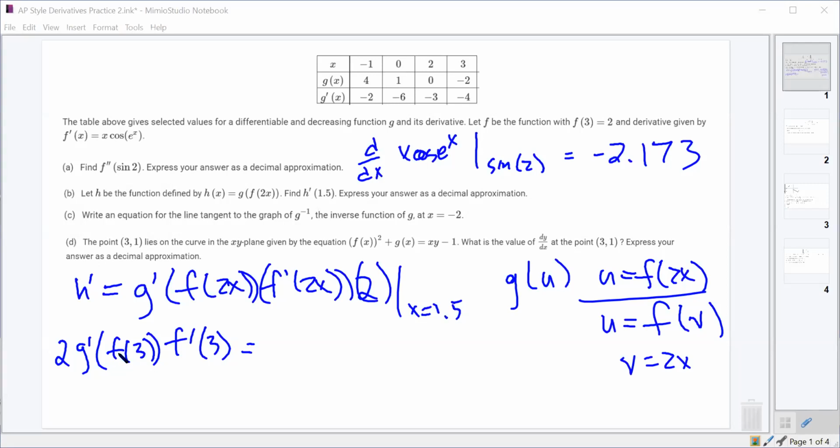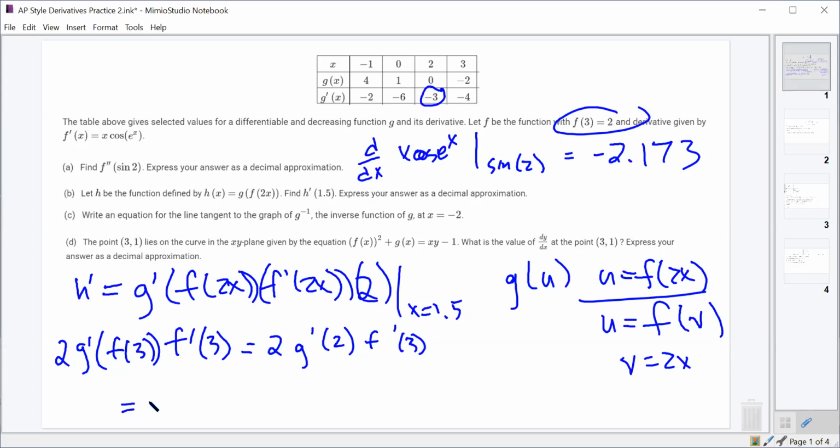So then now we need to figure out what f of 3 is. Well, f of 3 is given to us. F of 3 is 2. So this now becomes 2 times g prime of 2 times f prime of 3. And f prime of 3, we can use our calculator to evaluate. And g prime of 2, we can use our chart and get negative 3. So we have 2 times negative 3, which should be negative 6. F prime of 3 will be 3 times the cosine of e cubed. And so that's negative 18 cosine e cubed, which what does that come out to be approximately?